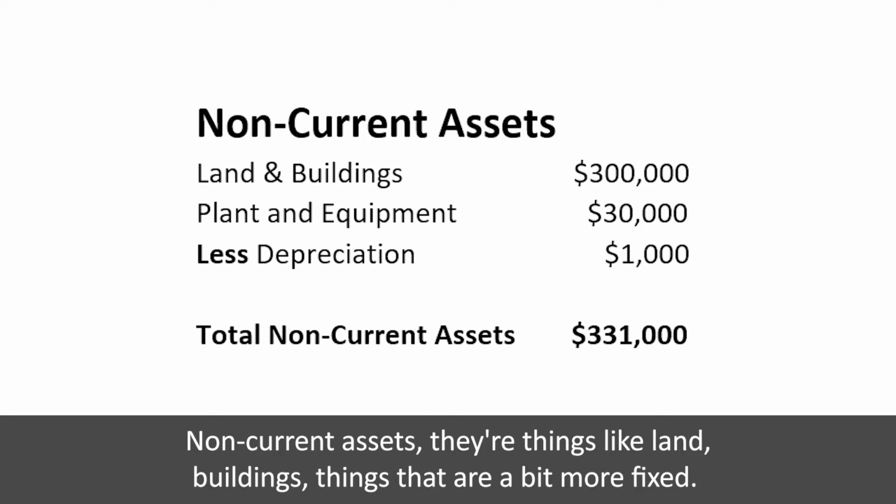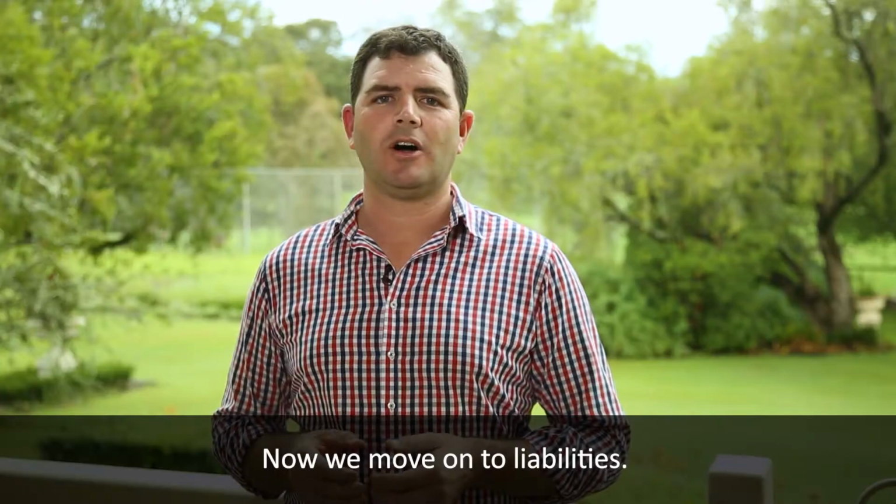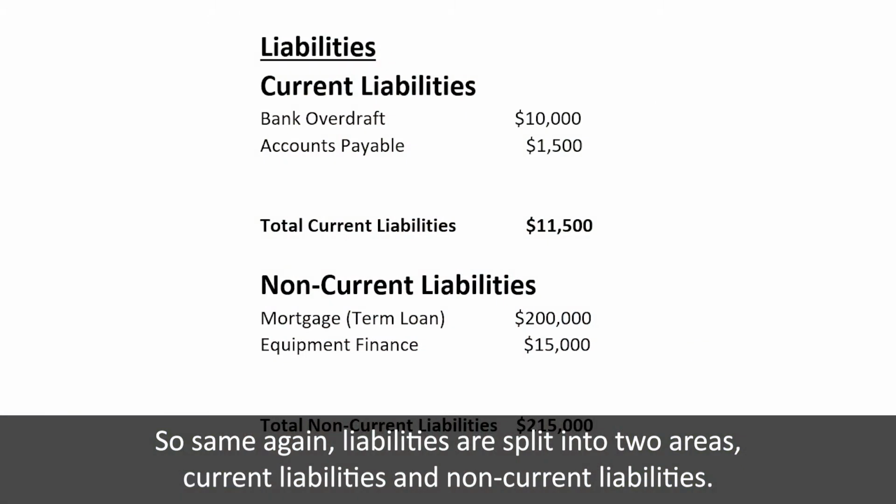Non-current assets, they're things like land, buildings, things that are a bit more fixed, things that aren't liquidated easily. You can't just sell a block of land overnight, sort of thing. Now we move on to liabilities. So same again, liabilities are split into two areas, current liabilities and non-current liabilities.